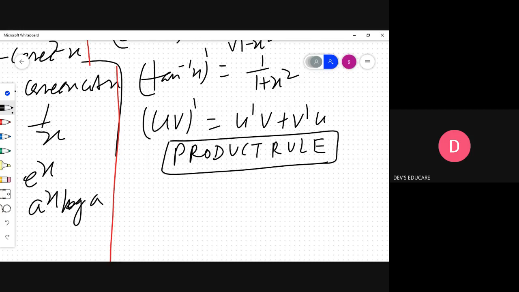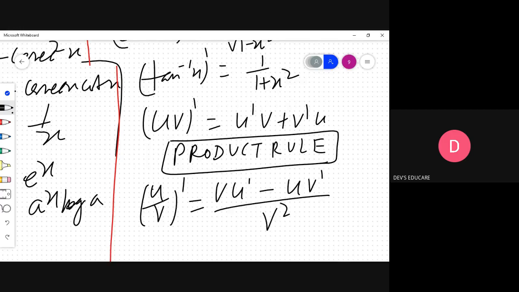What are u and v? Two functions are there. If two functions are in a product, suppose we have x cos x, x is one function, an algebraic function, and cos x is another function, a trigonometric function. If the product of two functions is there, then we use this product rule. If it is in quotient form, then we use v of u dash minus u of v dash upon v square. This is called the quotient rule.